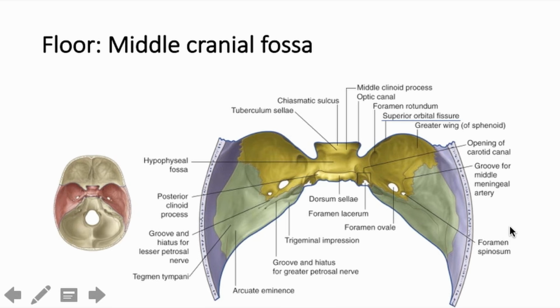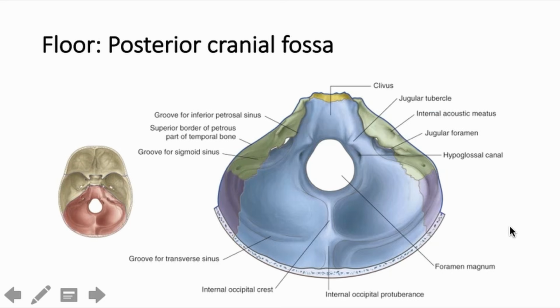This one's kind of complicated. Like I said, we have the superior orbital fissure, optic canal, foramen rotundum, foramen ovale, foramen spinosum, foramen lacerum. We have the carotid canal, and then we have the greater petrosal nerve.